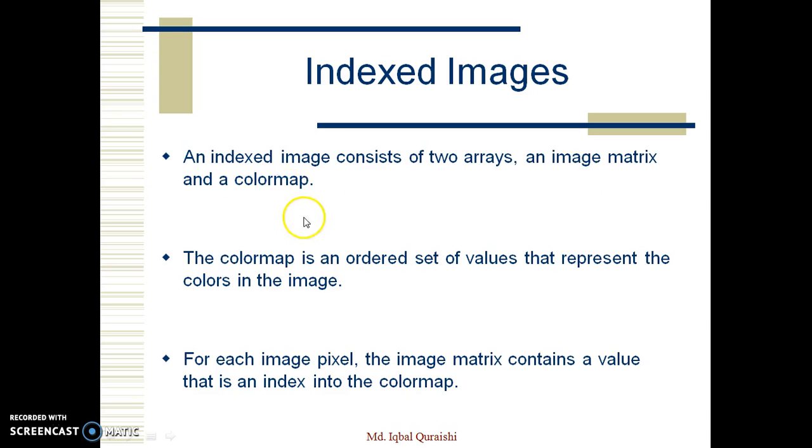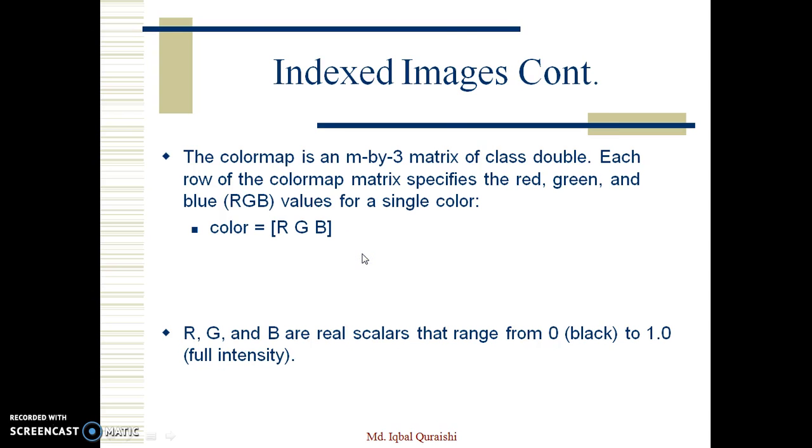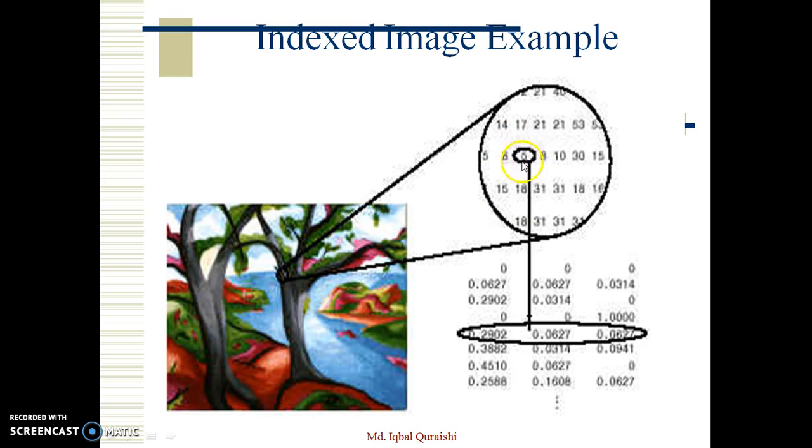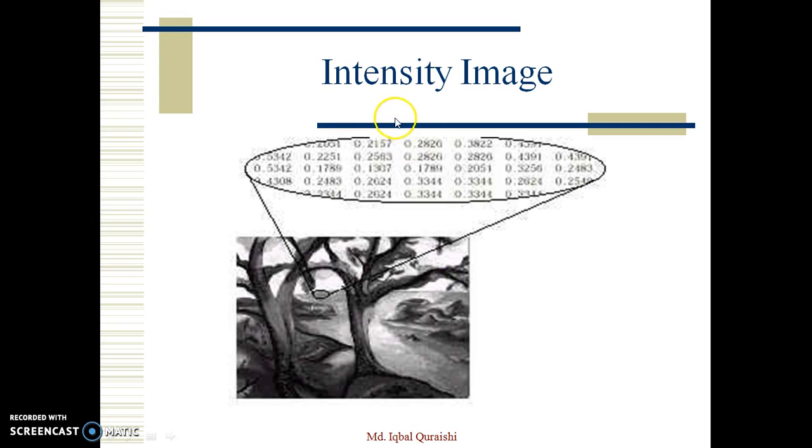Just as an example, if I have this index and this color map, see this particular portion: we have this index map, and then from there the index map is matched with this particular color map. This is RGB.